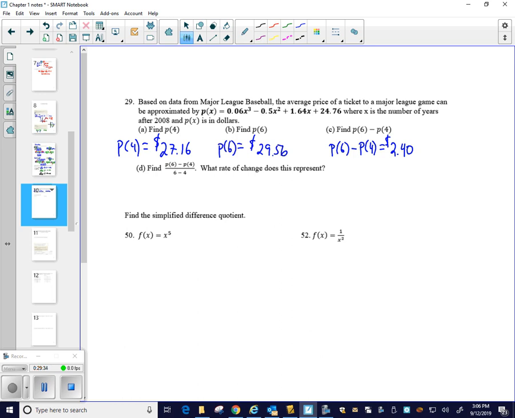So find P of 6 minus P of 4 divided by 6 minus 4. Well, we already did the P of 6 minus P of 4, so all we have to do now is take $2.40. Let me rewrite that. $2.40. Divide that by 6 minus 4, which is 2. So that's going to give us 1.20.